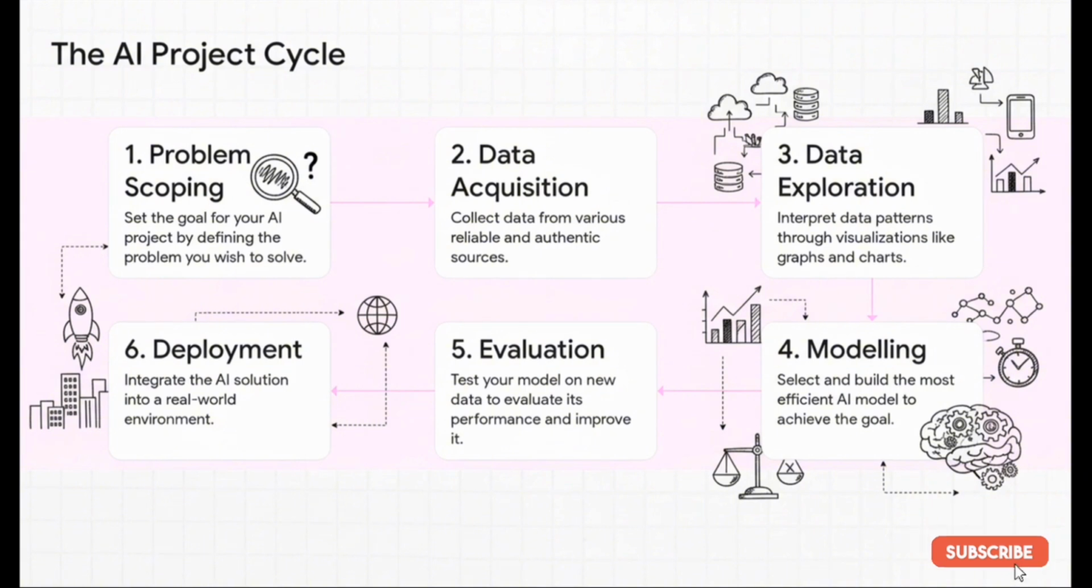You gotta know these. First up is problem scoping. That's where you figure out what's the actual problem we're trying to solve here. Next, data acquisition. You gotta get your hands on the right data. Then comes data exploration, where you look at that data and try to find patterns. After that, it's modeling. This is the fun part where you actually build the AI. But you're not done. You have to test it in the evaluation stage to see if it even works. And finally, if it passes the test, it's time for deployment, releasing it out into the real world. That whole journey from start to finish is the AI project cycle.